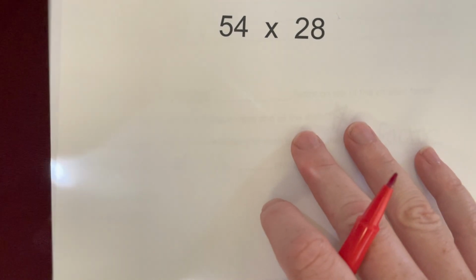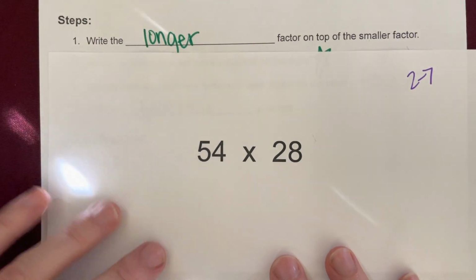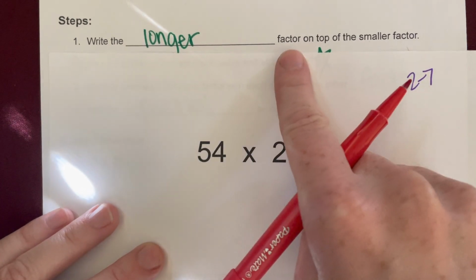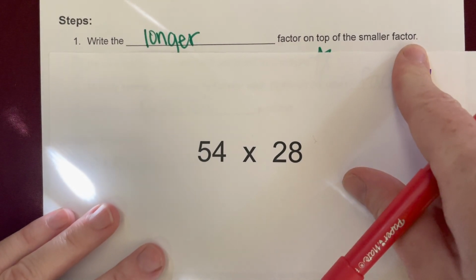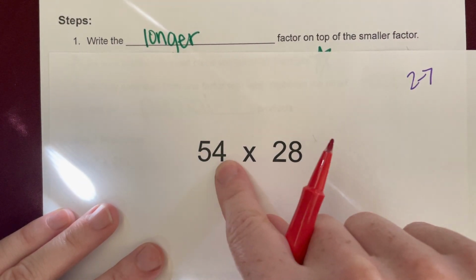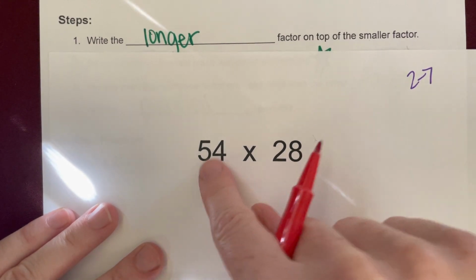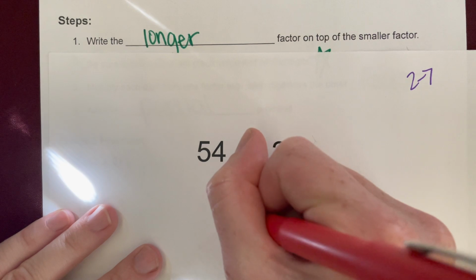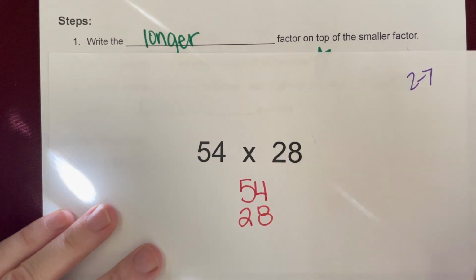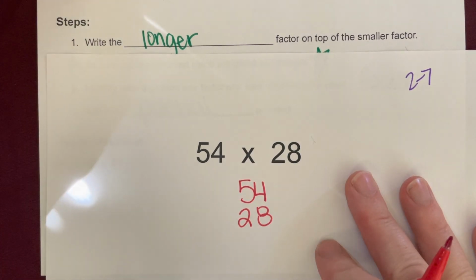we're going to do it the 5th grade way. So I'm going to have my notes up here with my steps. So step number 1, write the longer factor on top of the smaller factor. Not greater factor, longer factor. So I look here, 2 digits, here 2 digits. So it doesn't matter which one goes on top. So I'm going to just put the 54 on top of 28. Same numbers in this case though.